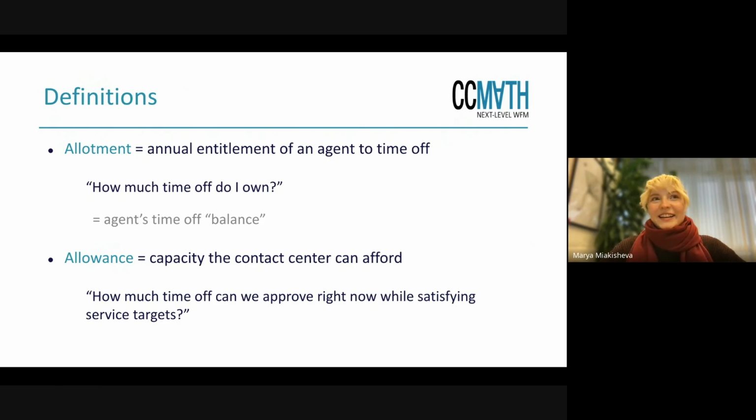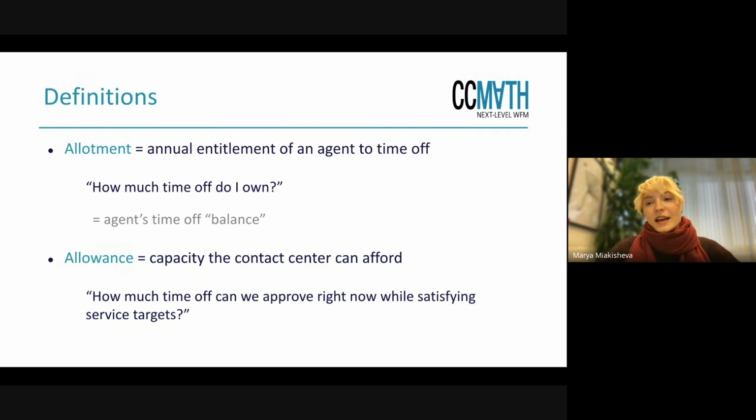So what exactly is allotment? Allotment is how much time a call center agent or any employee gets to take for holidays or any other leave. So it answers the question of how much time I own to take off. We can think about this in terms of the agent's time off balance. At the beginning or end of the year, usually they get some balance, and then they can spend some of that when they are requesting time off.